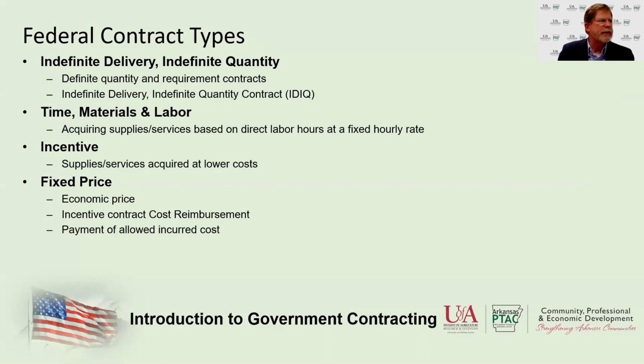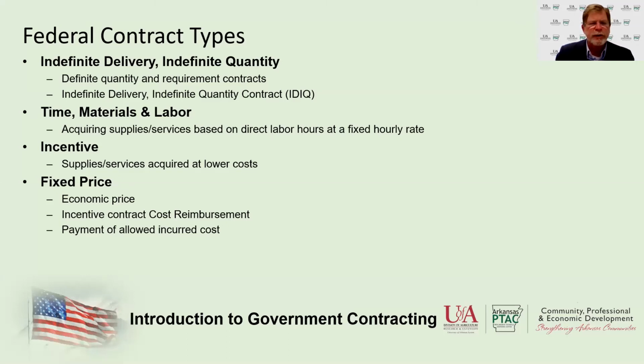With the federal government, you have indefinite delivery, indefinite quantity. And again, sometimes the processes are similar. And again, definite quantity, requirements contracts, where you're going to have an ongoing type thing. The state uses statewide contracts to accomplish some of those same things, where they don't know how many, or they don't know how often they're going to have that requirement. Time, materials, and labor, pretty much, I think that speaks for itself. Incentive, supplies and services to get that lowest cost. Fixed price, economic price, incentive contract, payment of allowed incurred cost.